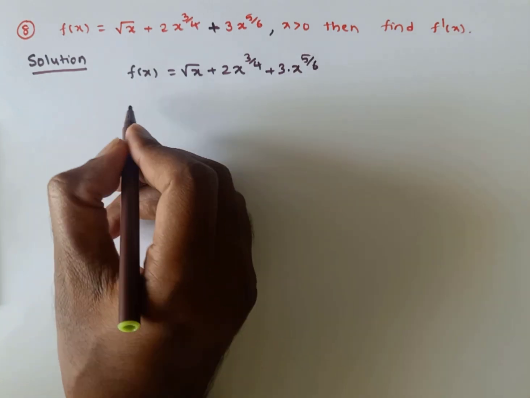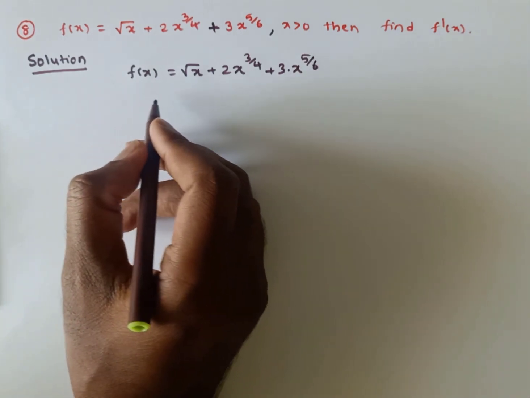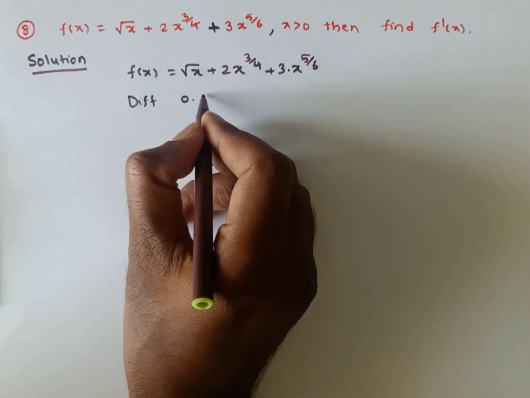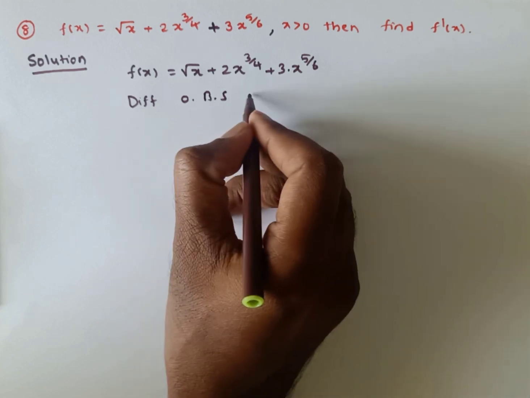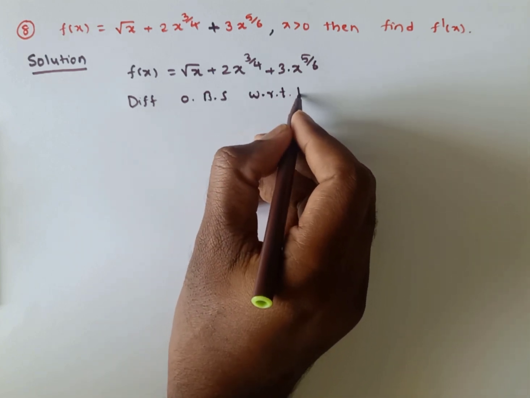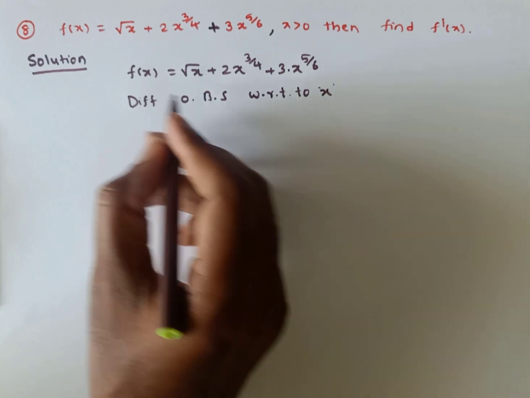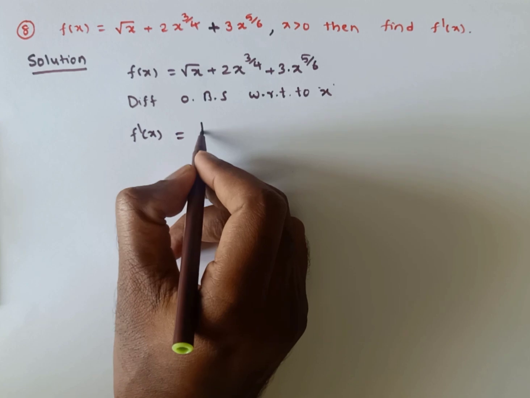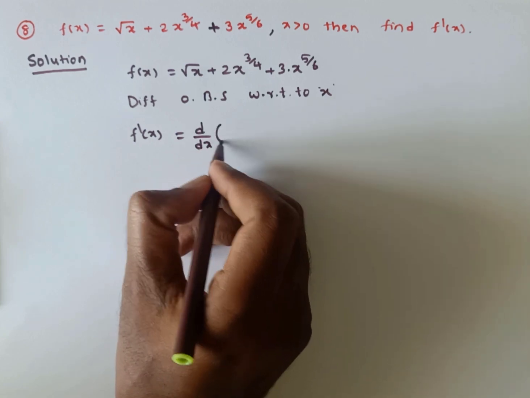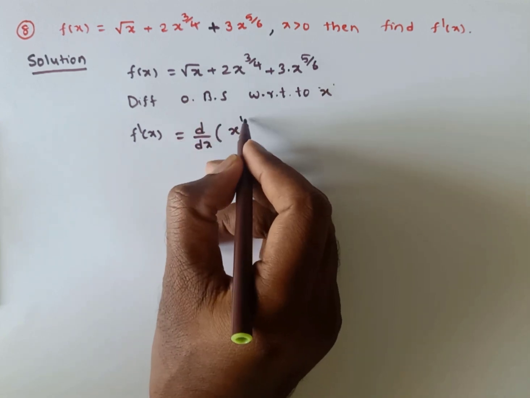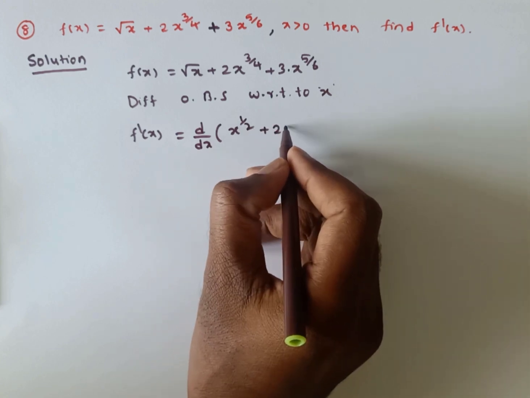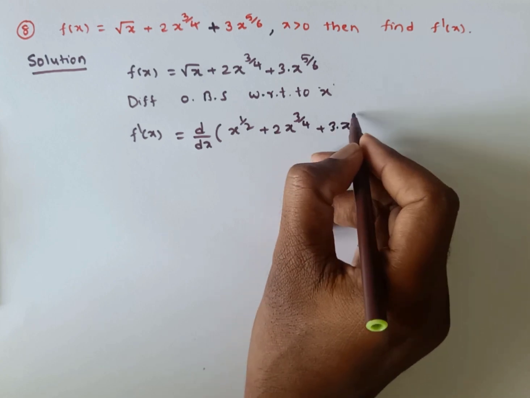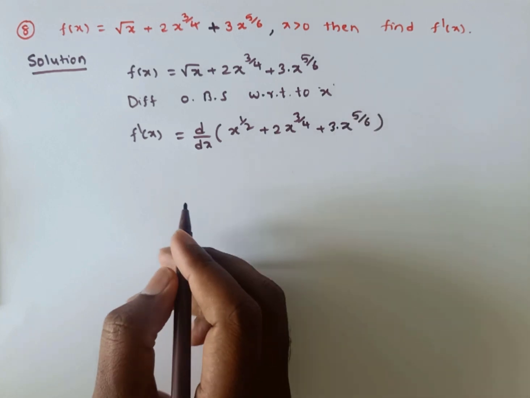Now apply the derivative on both sides. Differentiate on both sides with respect to x. Then what happens? The derivative of f of x is f dash of x. Now this is d by dx of the total. Root x can be written as x to the power of 1 by 2 plus 2 into x to the power of 3 by 4 plus 3 into x to the power of 5 by 6.